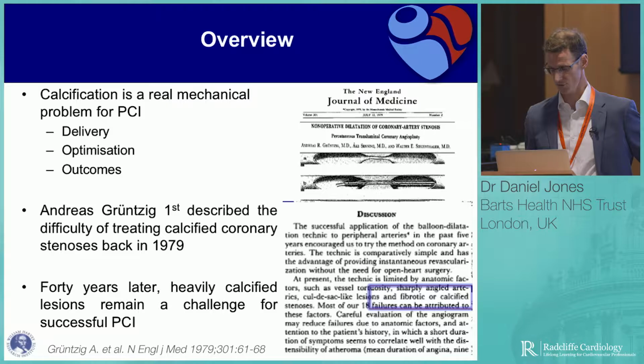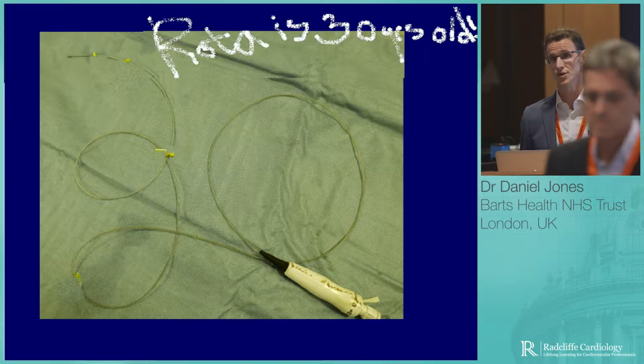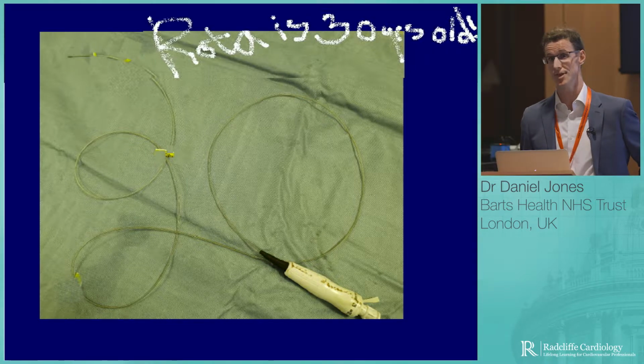As mentioned briefly in the introduction, calcified coronary artery disease was first described 40 years ago in the seminal paper by Andreas Gruentzig, where he described plain old balloon angioplasty. And 40 years on, heavily calcified lesions still remain a challenge for successful angioplasty. Tools to deal with calcific coronary disease have been around for a long time also. Rotational atherectomy was first described in 1988, FDA approved in 1993. It's again 30 years old, and we're still using similar consoles today, although, disclosure, there is obviously the Rota Pro coming soon.